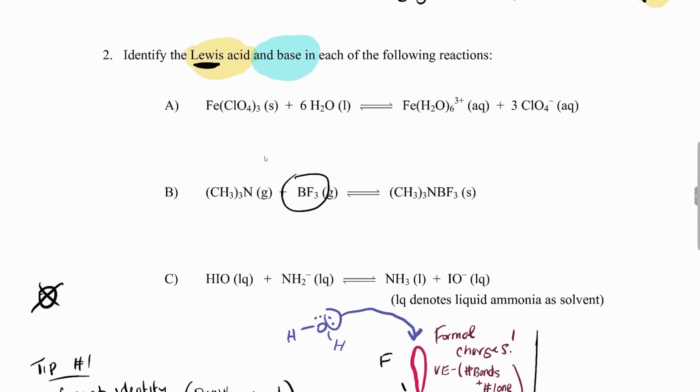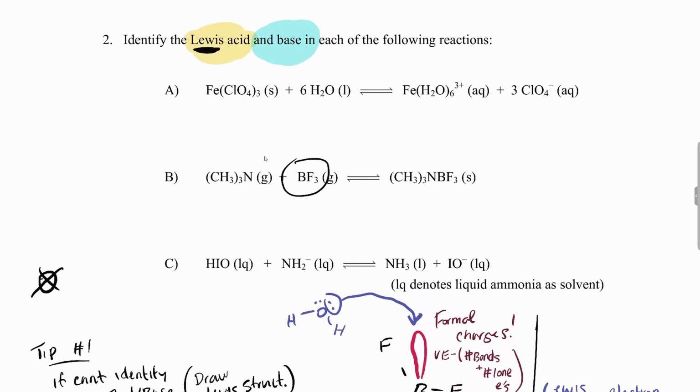Okay, so let's go into the first problem here, and we're going to identify the Lewis acids and bases. Hopefully we can use the tips, and that will help us get through these problems. Okay, so with part A, we see Fe(ClO4)3 and 6 water molecules, okay? And we have ClO4 minus on that side.